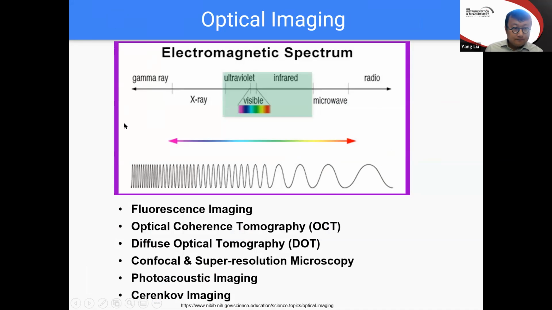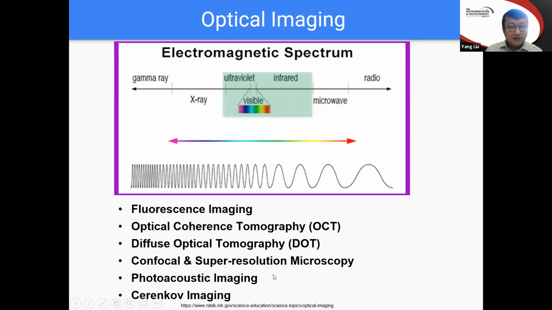Speaking of optical imaging, on the physics side, we're focusing on this bandwidth from ultraviolet to infrared. Just to refresh your memory, for PET and SPECT, you actually use the gamma ray. For CT and radiography, you use X-ray. For optical imaging, we focus on this spectrum.